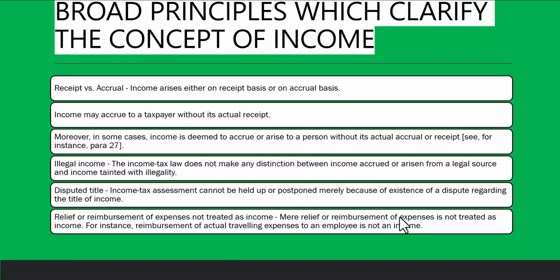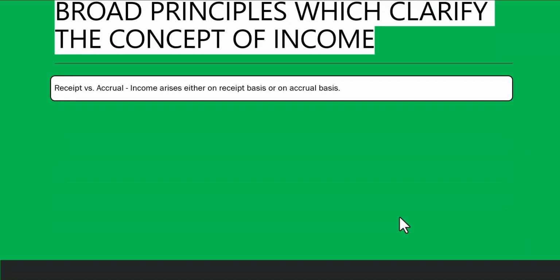Receipt versus accrual. Income arises either on receipt basis or on accrual basis. Okay, so just hold on. So whether you have received the money or not: suppose I have sold some goods to someone, or suppose I have given my services to, say, Shiv Nadar University. I have taken lectures for the university and they were supposed to pay me 2 lakh rupees. I gave the services last year and they're going to pay me next year, anytime in the month of April or May.